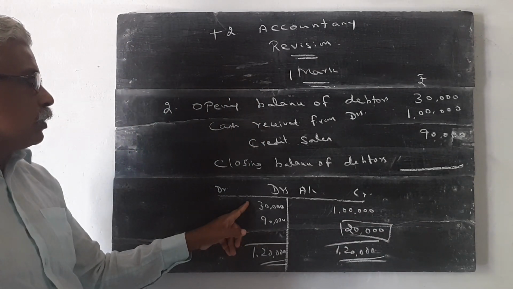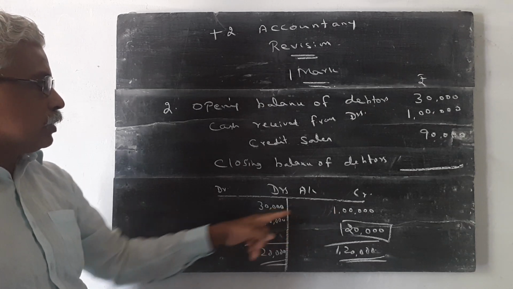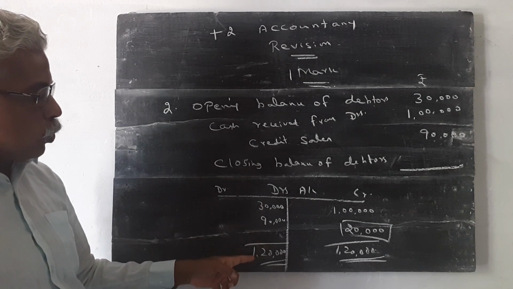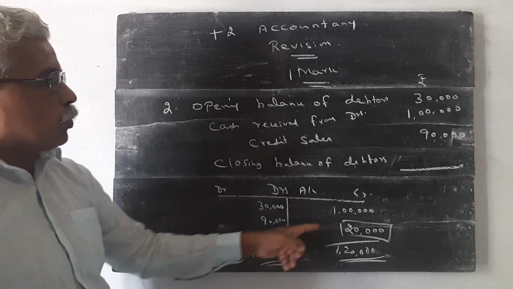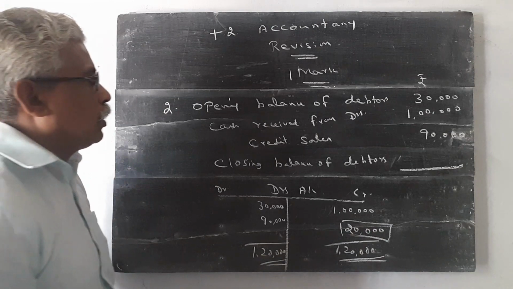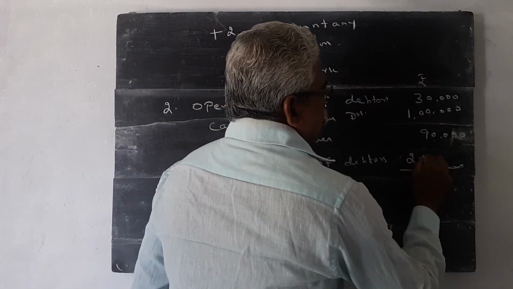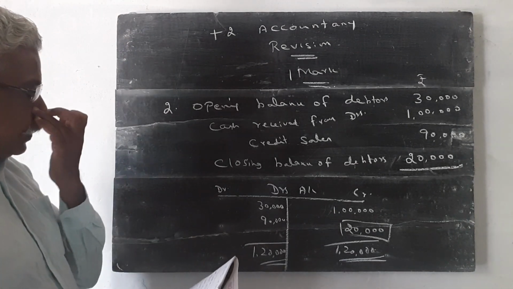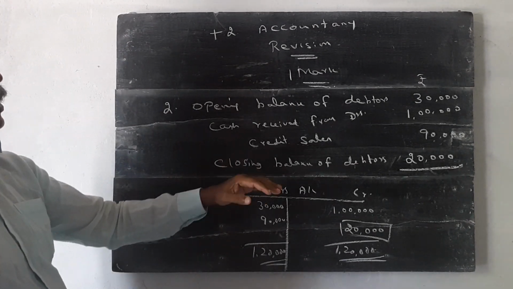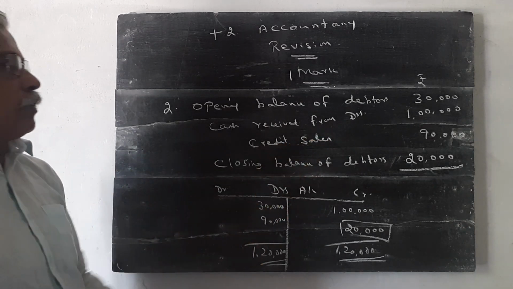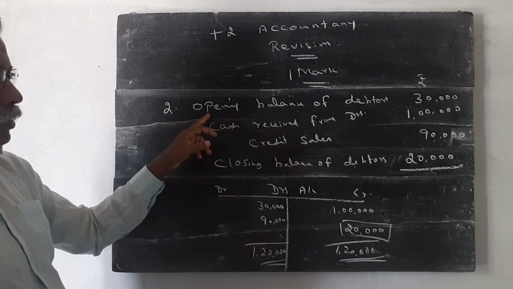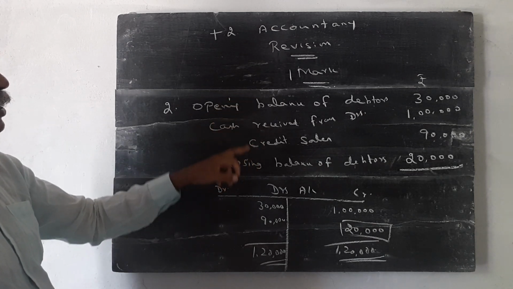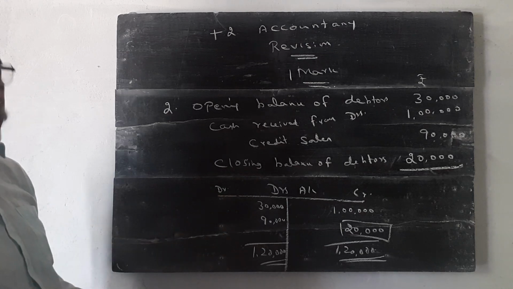Opening debtors and credit sales, these 2 items come in the debit side, and cash received from debtors on the credit side. So the total is 1,20,000. 1,20,000 minus 1 lakh is equal to 20,000. So the answer is 20,000. The options are given, and out of the given answers, we will select the correct answer. Opening debtors, cash received, credit sales: these three pieces of information are given. With the help of these, we will calculate the closing balance of debtors.